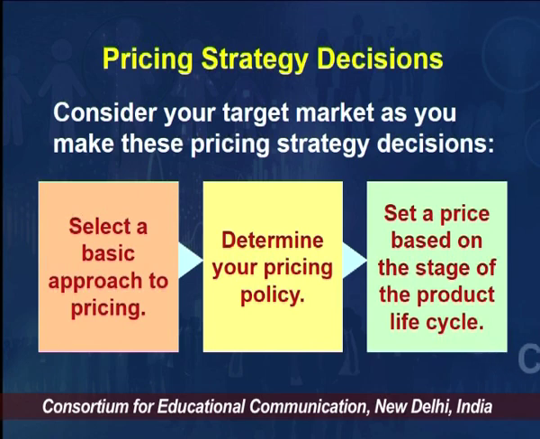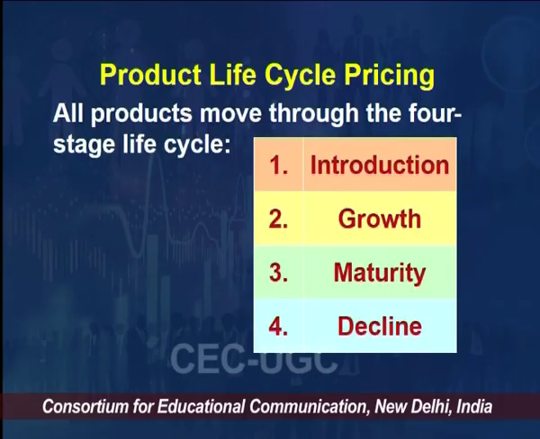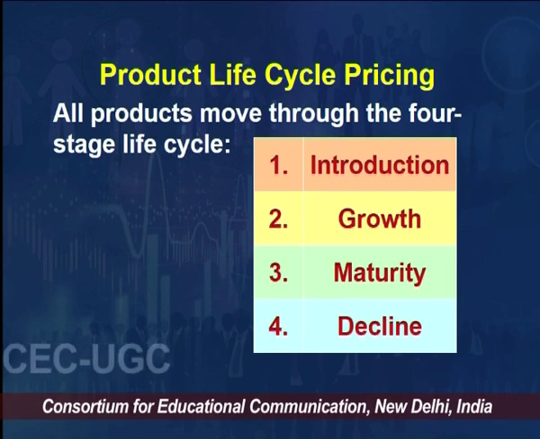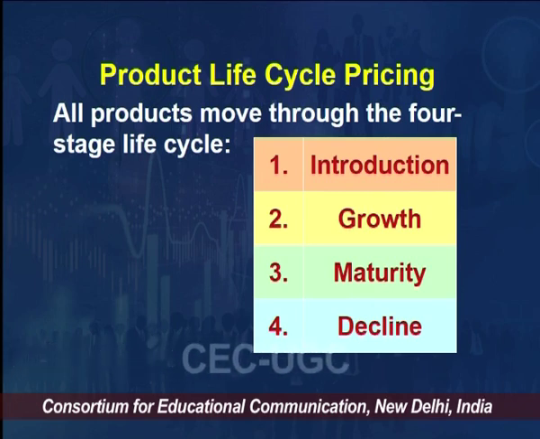Once you have decided your basic approach and your pricing method, the next is that you have to decide your pricing policy, and after that you have to set a price which is based on the stage of your PLC. So, as we all know that in PLC there are 4 stages, starting from introduction to growth, maturity and decline. So, all products normally move through the 4 stages of the life cycle. The duration may differ for different types of product, but yes, every product has to go through these stages. They have to pass through these stages, starting from introduction to growth, then maturity and decline.